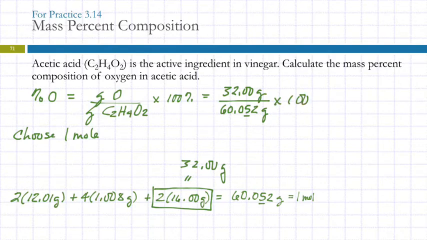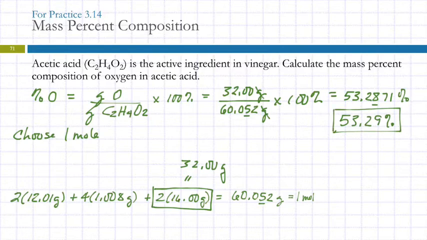Times 100%. The grams cancel. So we have 32 divided by 60.052 times 100. And we're going to end up with, how many sig figs should this have? 4. 2.871%, 53.29%.